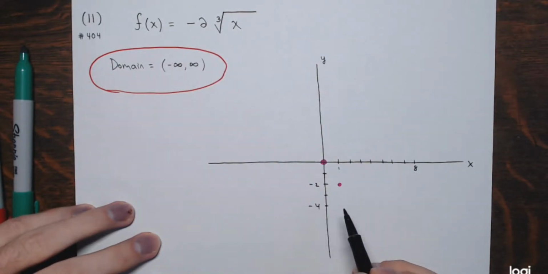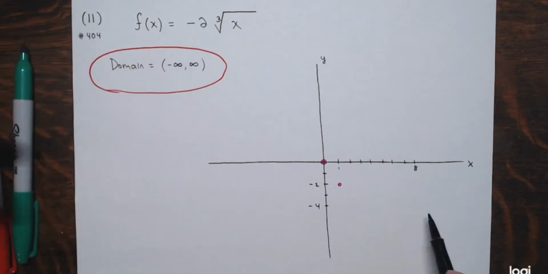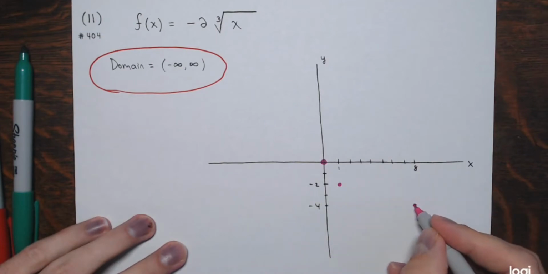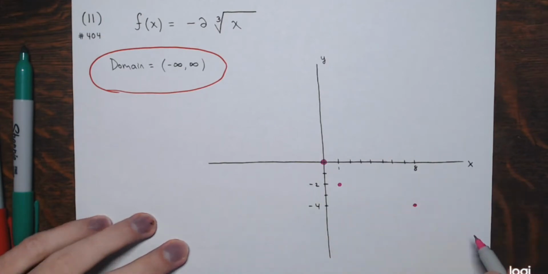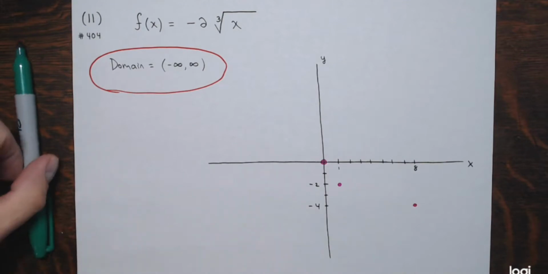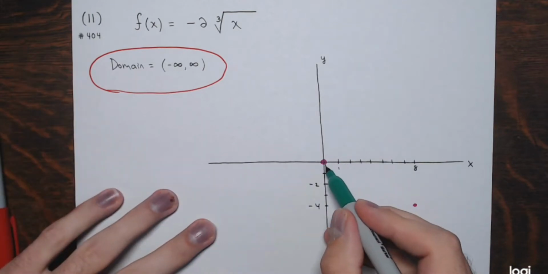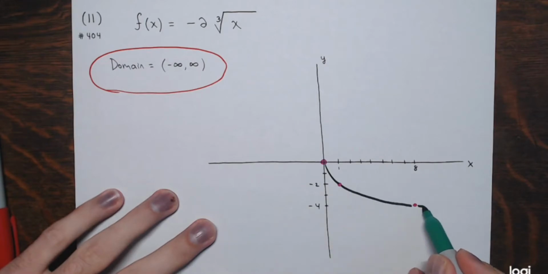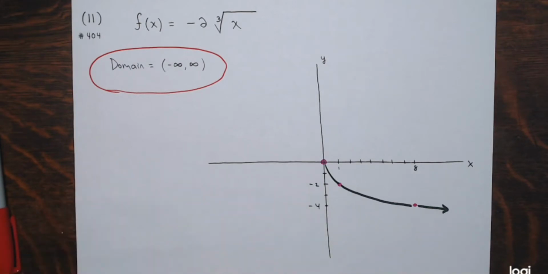So the only thing that multiplying by negative 2 does is it makes it decrease just a little more quickly as I go to the right here. 8, negative 4. And if I plugged in 27, it would be at negative 6, and so on. So it just makes it decrease a little more quickly as I go to the right. Like that. But that's just going to the right of the origin.